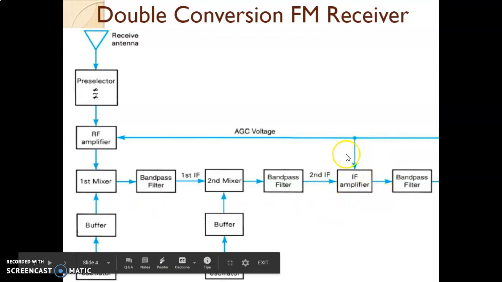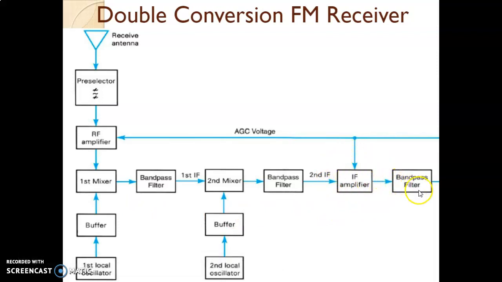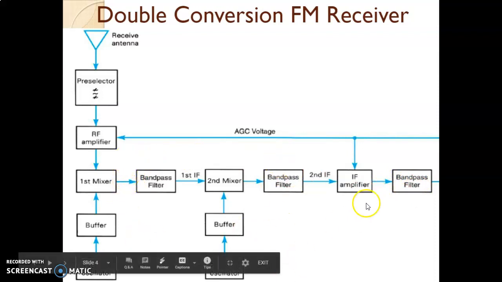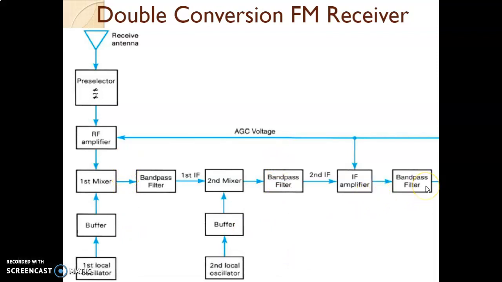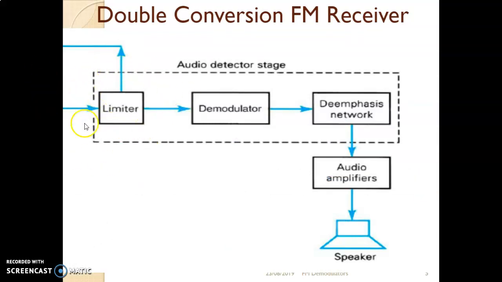So there is an IF amplifier, and after the IF amplifier we have a band pass filter. After every block in the block diagram, after each and every mixer, IF amplifier, and RF amplifier, you have a band pass filter. Now the output of the band pass filter goes to the amplitude limiter, which we have just discussed, followed by a demodulator. Any type of FM demodulator, like Foster-Seeley discriminator, ratio detector, single slope detector, or balanced slope detector, can be used, but the ratio detector will be most useful because it provides amplitude limiting.